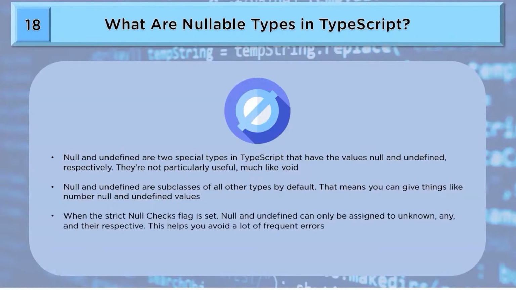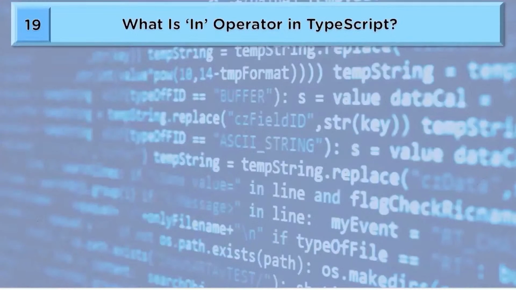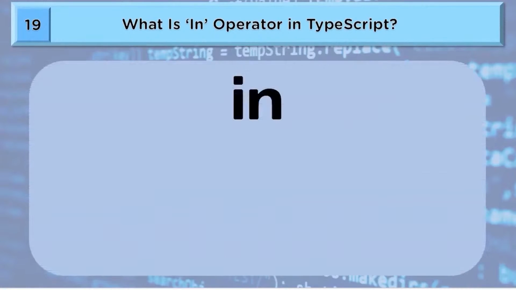When the strictNullChecks flag is set, however, null and undefined can only be assigned to unknown, any, and their respective types. The one exception being that undefined is also assignable to void. This helps to avoid a lot of frequent errors. You can use the union type string | null | undefined if you want to send in either a string, null, or undefined. What is the in operator in TypeScript?